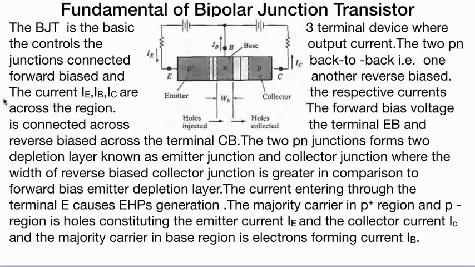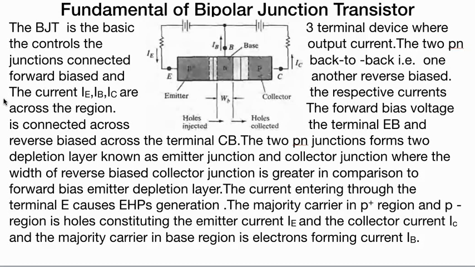The forward bias voltage is connected across the terminals emitter and base, and the reverse bias voltage across the terminals collector and base. The two PN junctions form two depletion layers, known as the emitter junction and the collector junction, where the width of the reverse biased collector junction is greater in comparison to the forward biased emitter depletion layer.